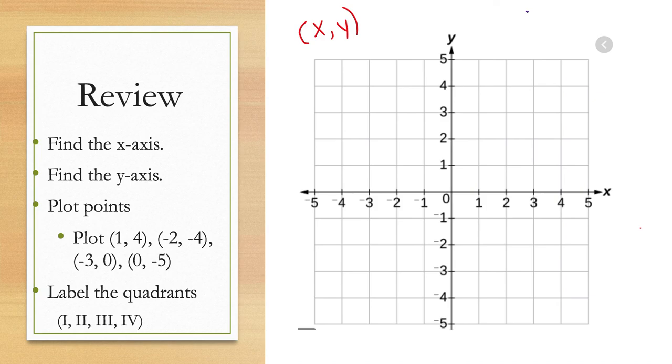All right, my next point is the point (-2, -4). This time my x value is -2, my y value is -4. So again, I'm going to start at the origin, (0, 0). Because my x value is -2, I'm going to move 2 units to the left. And then my y value is -4, so I'm going to move 4 units down. I'm going to place a point right there. That point is going to be the point (-2, -4).